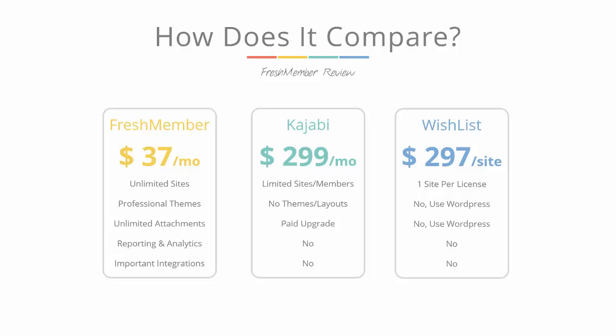FreshMember has reporting and analytics for your members and your sales. Kajabi does not, and Wishlist does not. And FreshMember also has all of the important integrations, the payment integrations and the affiliate integrations. Kajabi does not have all of the important ones, and neither does Wishlist.